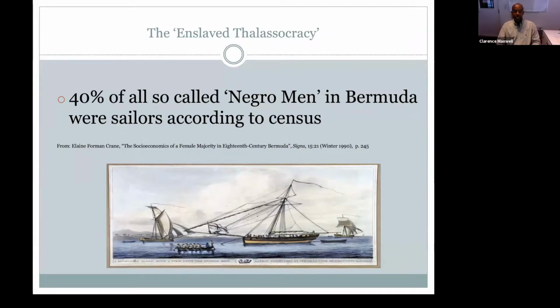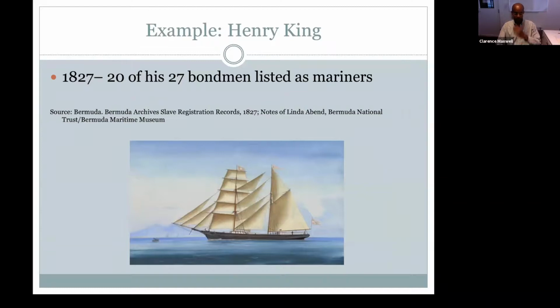According to Lane Forman Crane, 40% of Black men were sailors, according to the census. And to give you an example of one particular man by the name of Henry King, 20 out of 27 enslaved bondmen were in fact mariners. But think of them as more than just mariners.